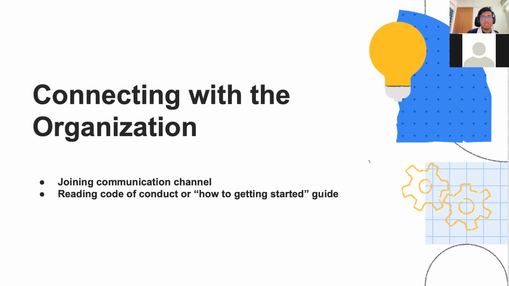The org might have a communication channel in Slack, Discord, or they might even have a mailing list, which a lot of orgs do. Now, the communication channel will provide you with the updates about what's going on in the organization and will allow you to interact with the other collaborators and mentors as well. Most of the organizations have a code of conduct or a guide about how to collaborate.